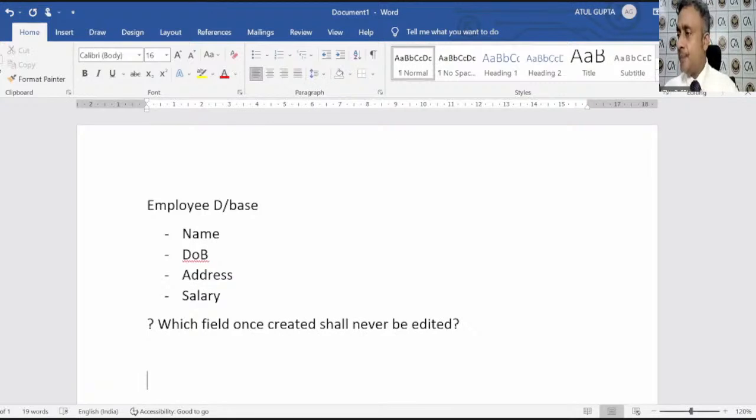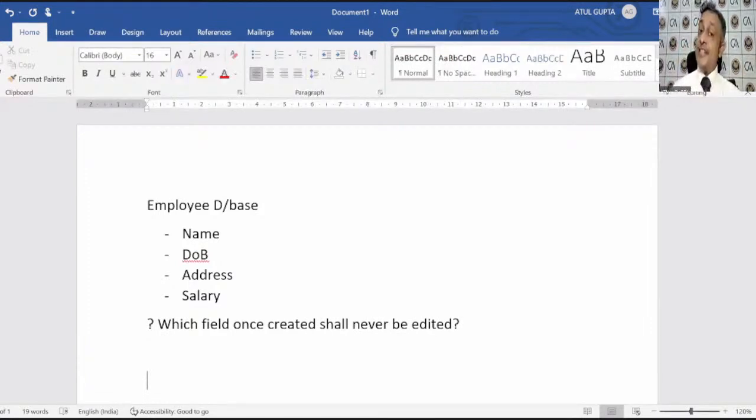Yes, Surbi. Good. So Himanshu says date of birth. Karthik says name and date of birth. Prabhas says name and date of birth. Let me just refresh. Good. Yes. So most of you say correctly.